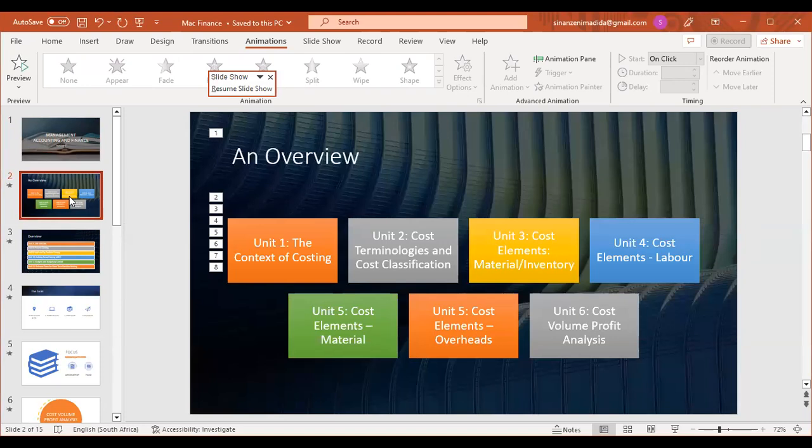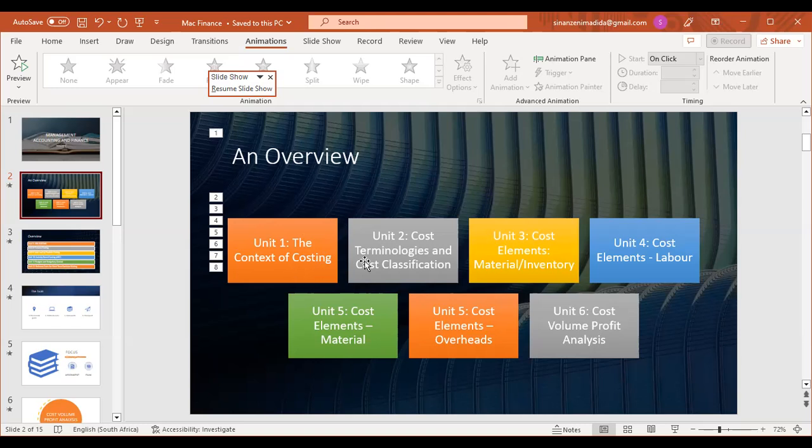Okay, our first slide, we are looking at the topics that we are having. We have got 12 topics to cover this side in management, accounting, and finance. Our first 6 topics, we have got the context of costing. This is just the introduction of our module, trying to make us understand the difference between financial accounting and management accounting. Then under unit 2, we have got terminologies and cost classifications.